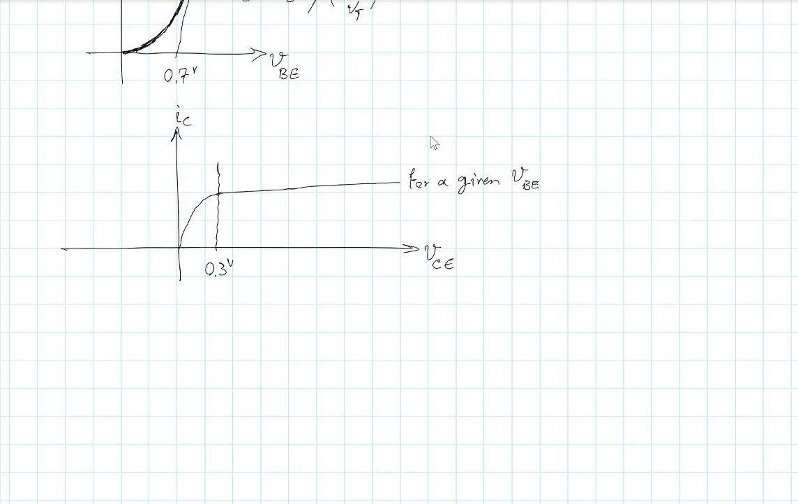And this is the region of interest. This is the active mode. Okay? If I use another VBE in the active mode, so if I increase VBE, the collector current will also go up. Okay, like this.